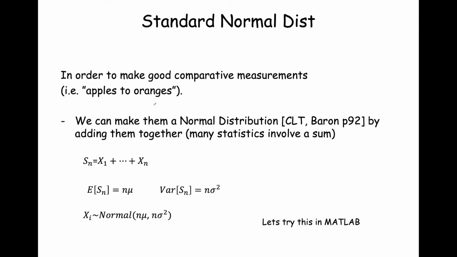And so let's try this out in Matlab, and we're going to do this for the Poisson distribution, just to show you that normality is achieved just by computing a statistic that involves the sum. And so I will meet you in Matlab.